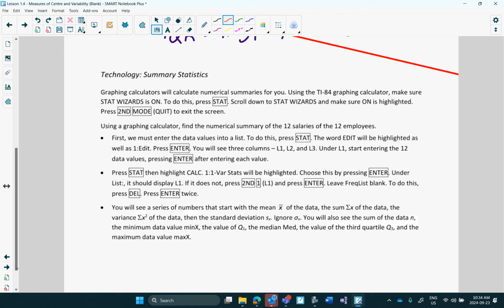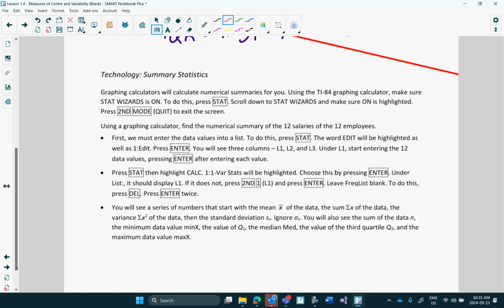You go to Stat. Press Stat near the top. It's in the middle, near the top. You will see a screen that says Edit Calc Tests. Right now, Edit is highlighted along with number 1. Okay, you're going to hit Enter, and you are going to see columns. L1, L2, L3.